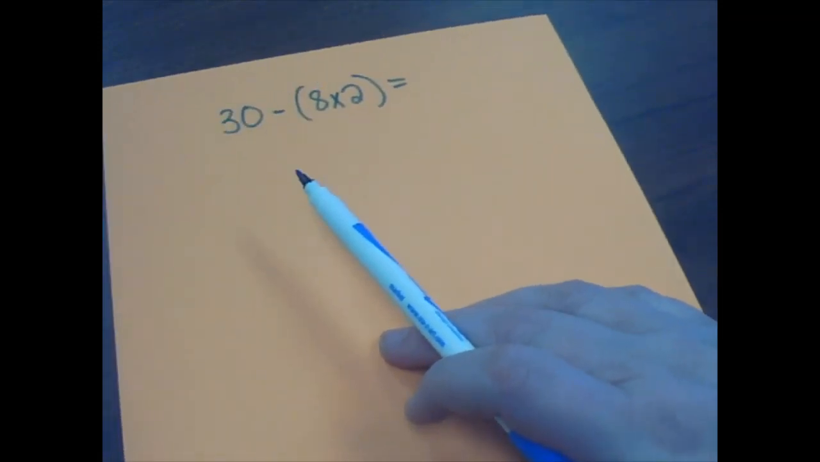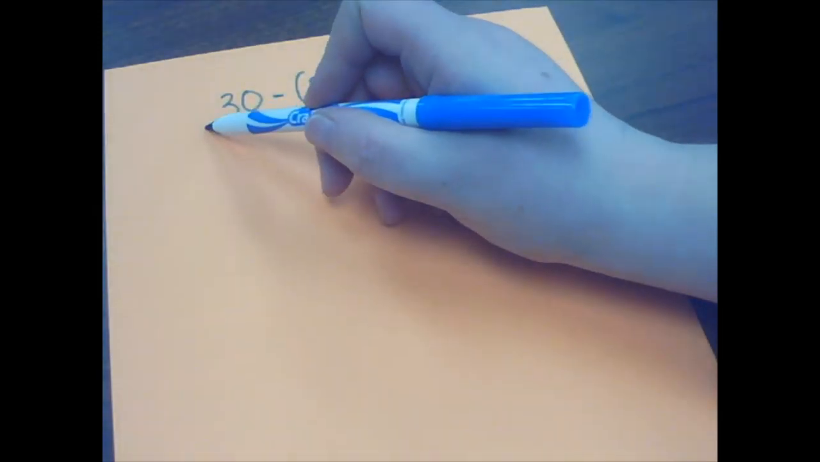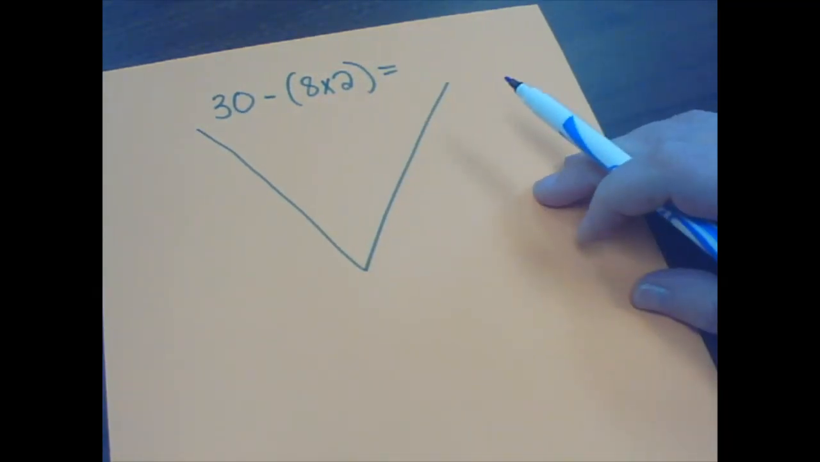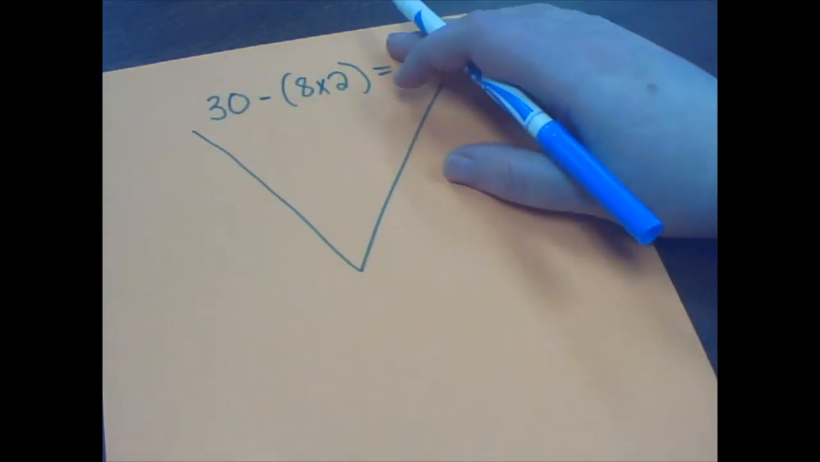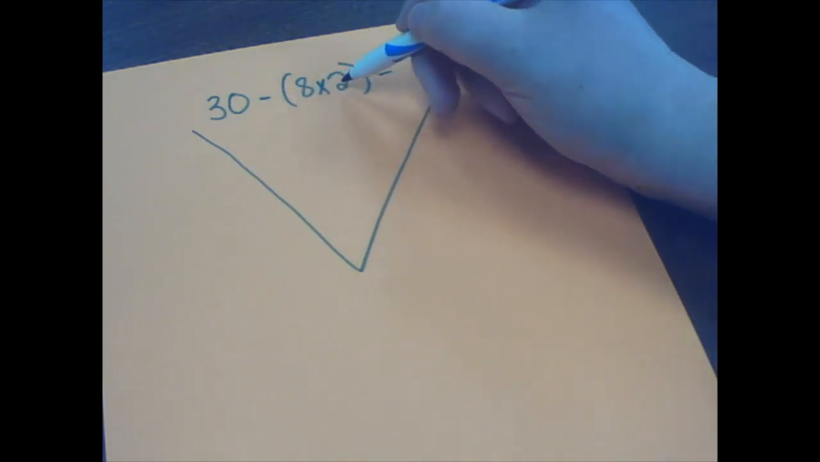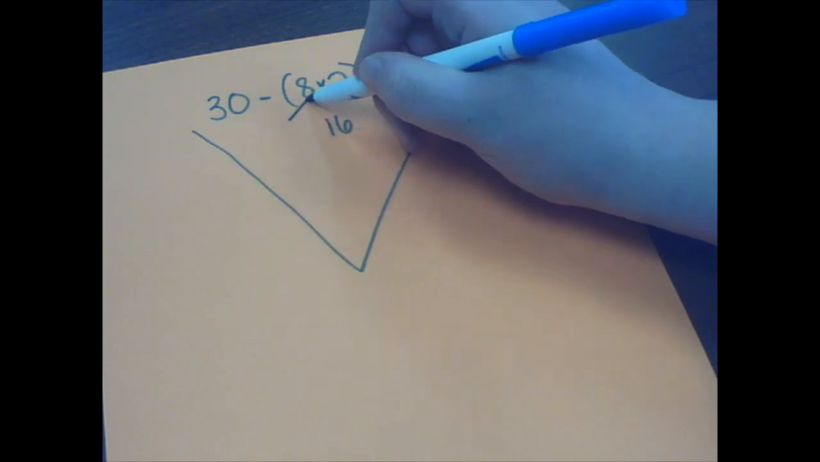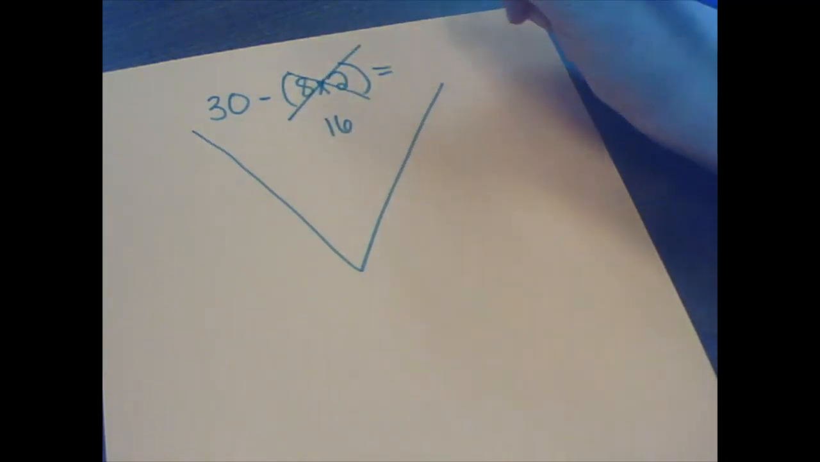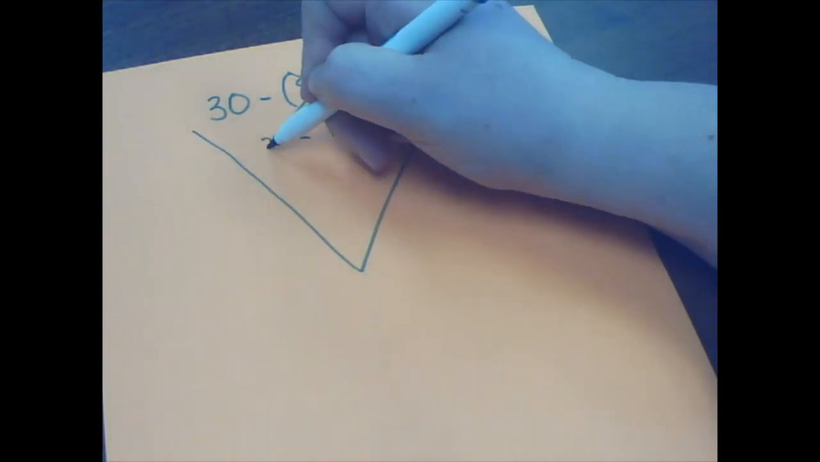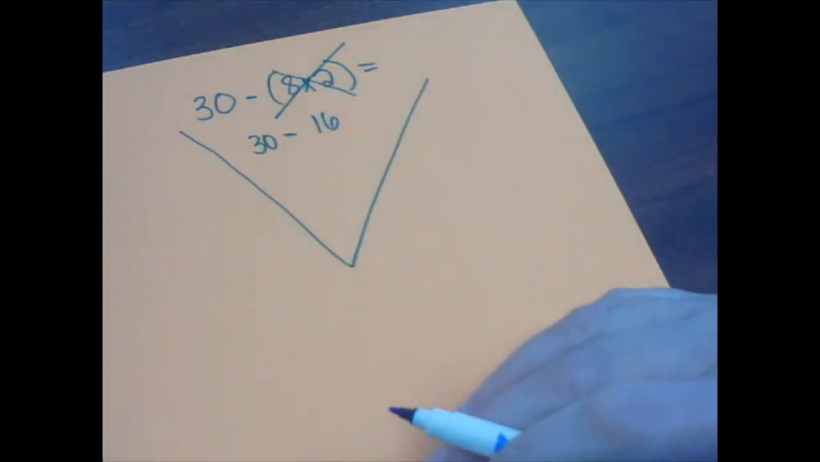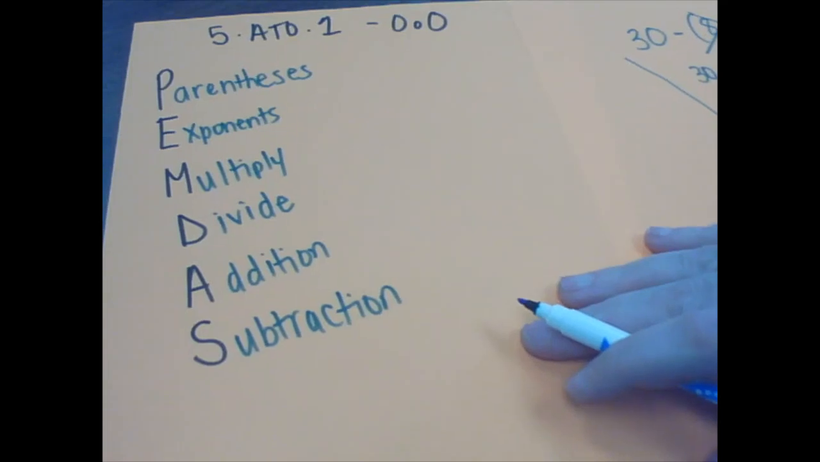Okay. So whenever I solve equations like this, I like to go ahead and draw a big V to kind of keep my work organized. So I know I have to solve what's in the parentheses first. So 8 times 2 is actually equal to 16. So that took care of my 8 times 2. Now I can drop the rest of my problem down. And now I'm only left with 30 minus 16.